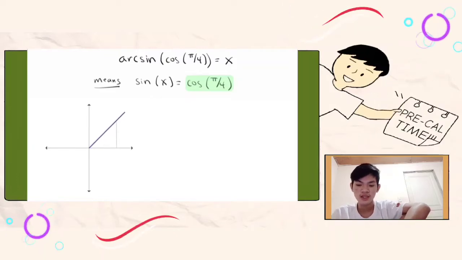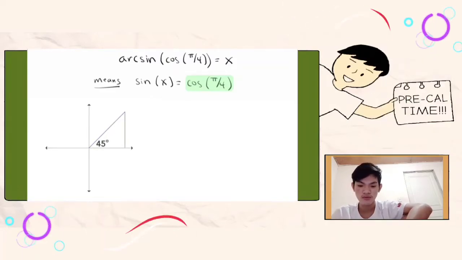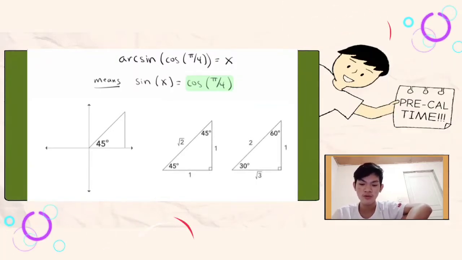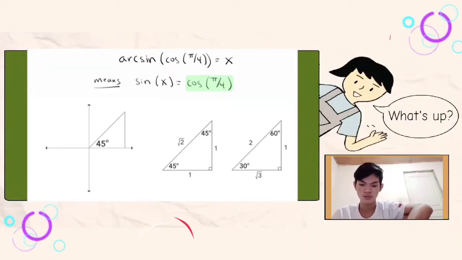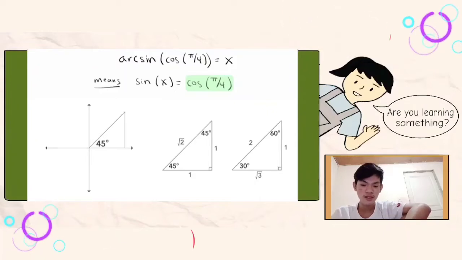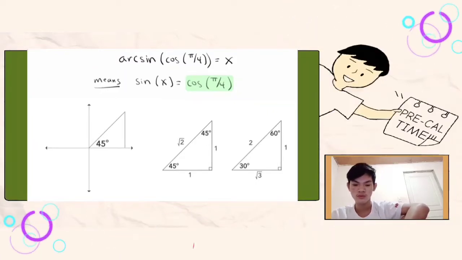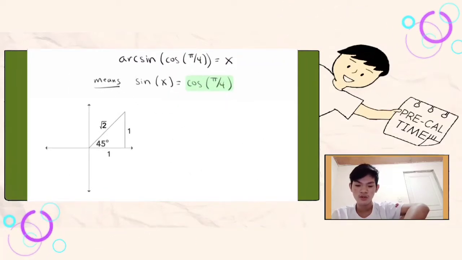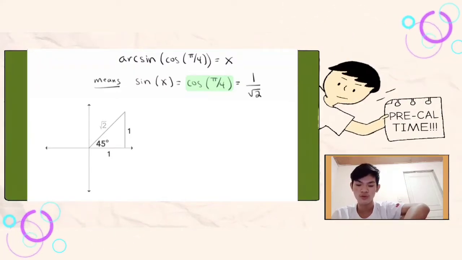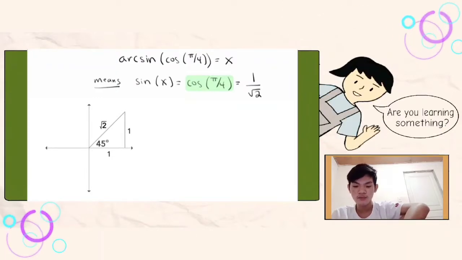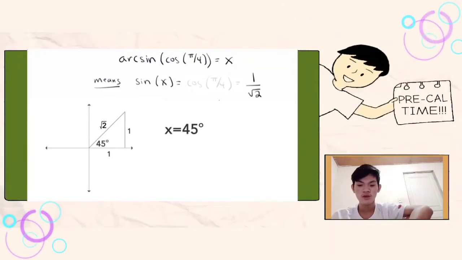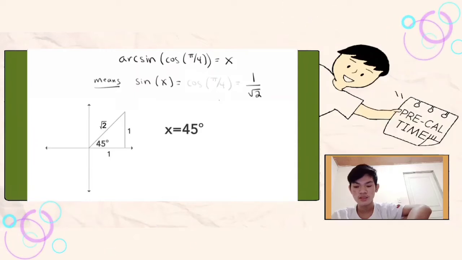So pi over 4 is the same as 45 degrees, and that is in the first quadrant. That gives me a 45-45-90 triangle, or pi over 4, pi over 4, pi over 2. The 45-45-90 triangle has sides 1, 1, root 2. Cosine of pi over 4 is the adjacent side divided by the hypotenuse. So now the problem is sine of x equals 1 over square root of 2. If you go back, you see we did that in problem number 1, and we got the answer of x equals 45 degrees. So there we go, we're done with this one as well.